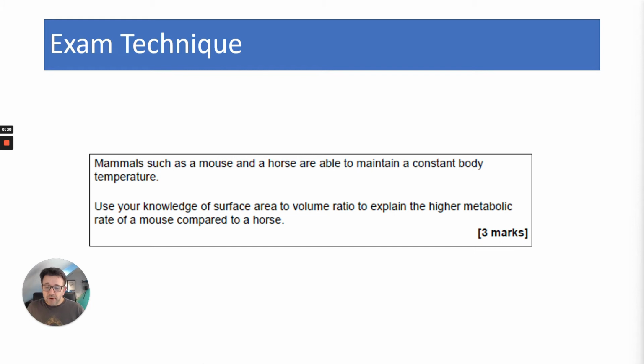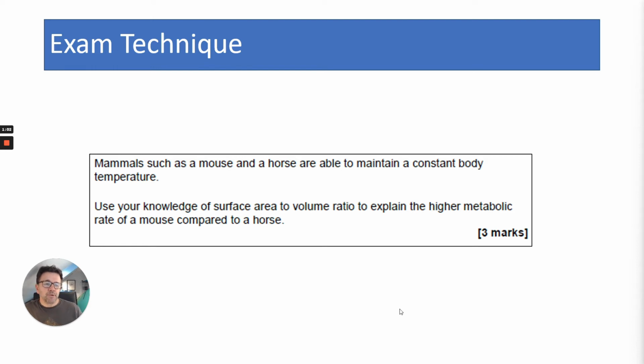So firstly, before I go on, obviously there are different ways of approaching different types of question. I think this particular method is quite useful for A-level, and this is what I'm going to talk about now. So here's a normal question. It talks about mammals such as a mouse and a horse being able to maintain a constant body temperature. And it says, use your knowledge of surface area to volume ratio to explain the higher metabolic rate of a mouse compared to a horse.